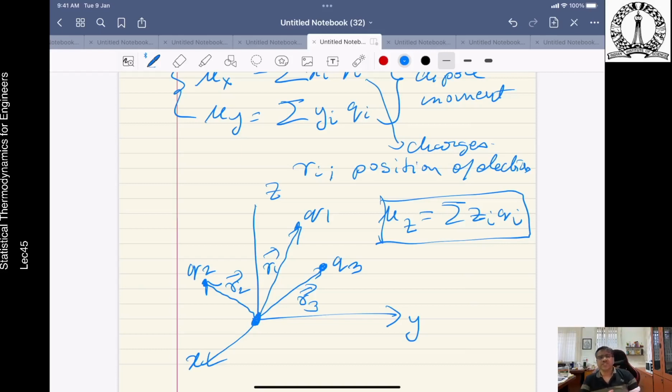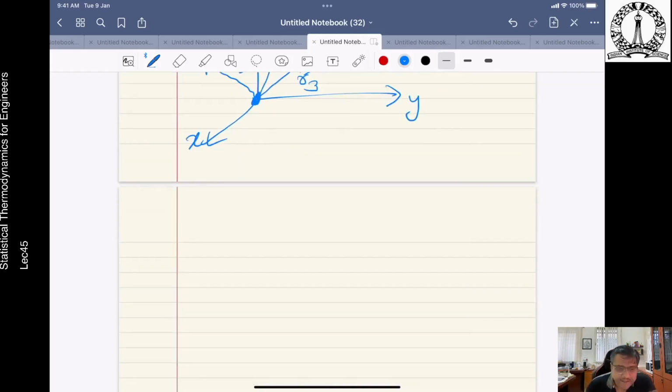So the interaction of radiation with the material system is taken into account. We already know about this, by addition of a time-dependent perturbation, right? We have done it before. So that is what we are going to do. So it is minus mu dot E t, where E is an electromagnetic field, basically.